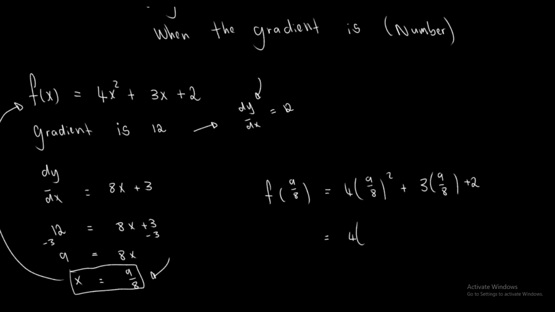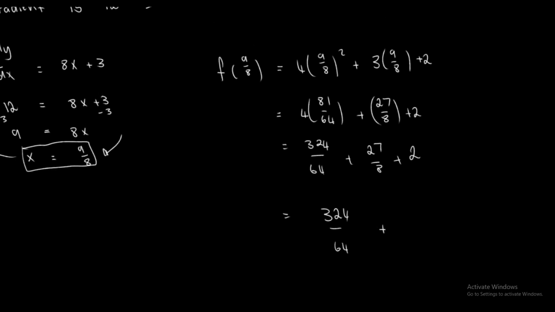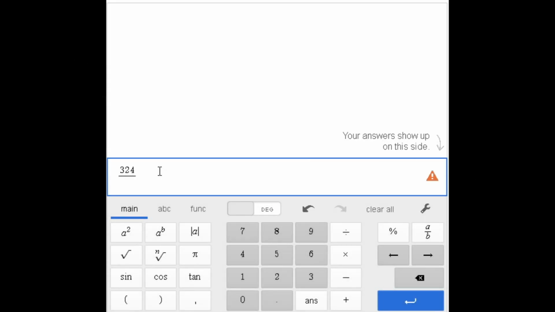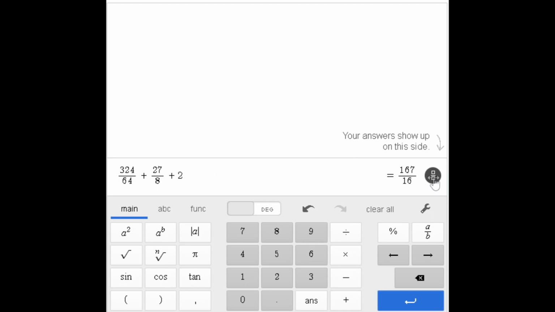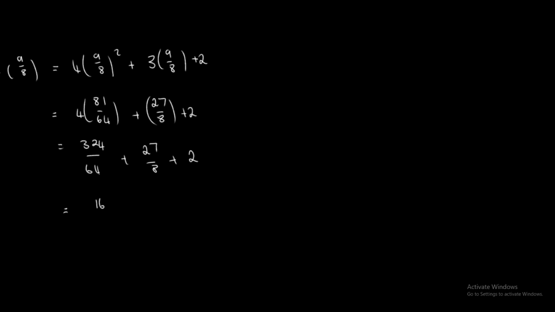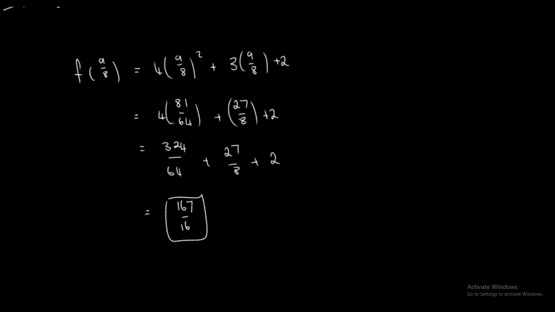So that's going to be 4 times. Let's do this one without a calculator. Oh, never mind. I'm going to jump over to a calculator. Okay, so we had 324 over 64 plus 20 plus 27 over 8 plus 2. So let's see a fraction form. Okay, so in fraction form, my answer would be 167 over 16. So here's my y coordinate. So now I've calculated the f of x, which I can then substitute with y. So I found my y coordinate and I found my x coordinate.